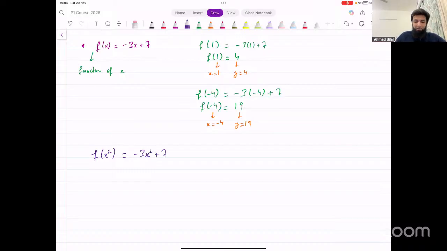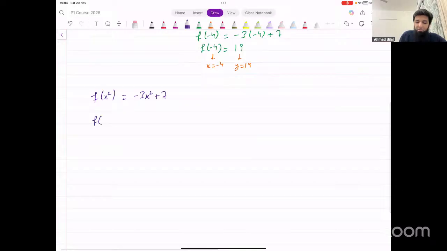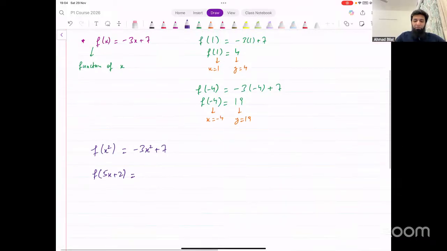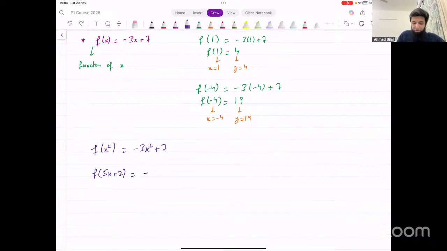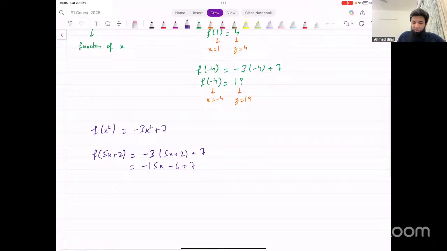Okay. Similarly, I can find something else as well, like maybe f of 5x plus 2. What would that be? Again, wherever in this expression you have x, you just replace that with 5x plus 2, so it becomes minus 3 outside as it is, into x, replace x with 5x plus 2, and then you have 7 outside added. Simplify this, and that gives you minus 15x minus 6 plus 7, which is minus 15x plus 1.